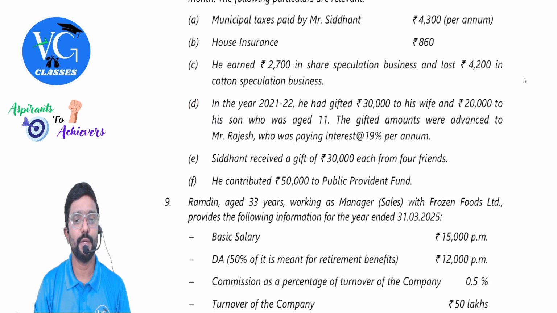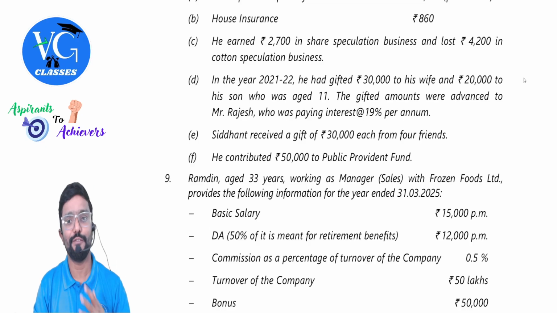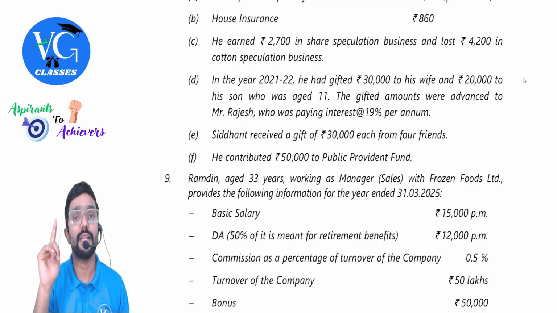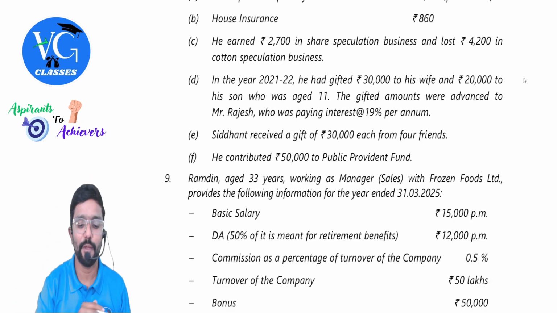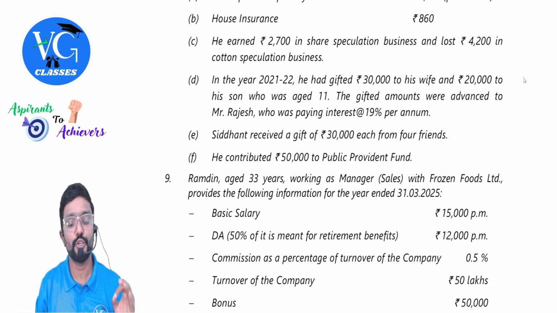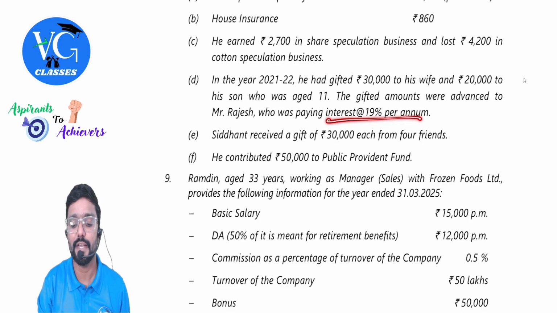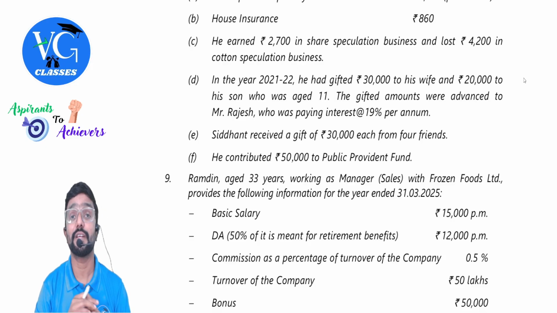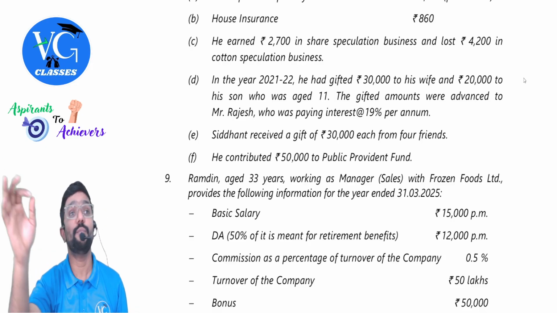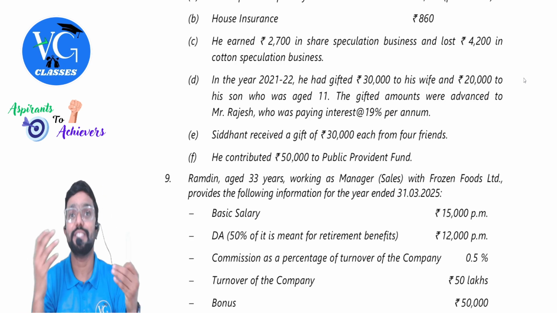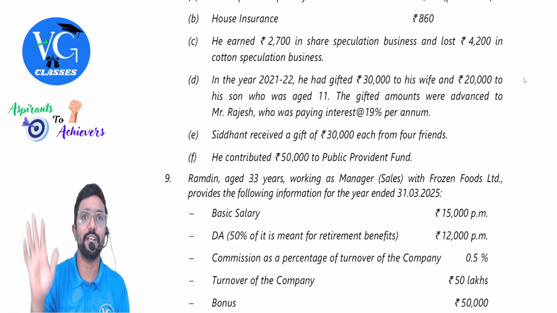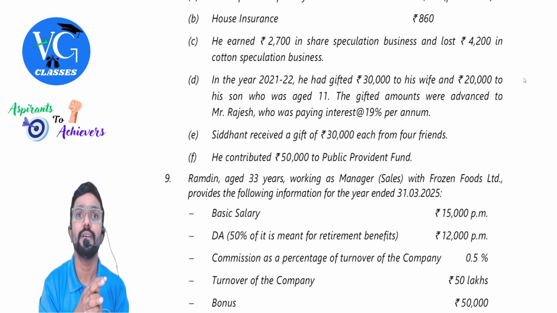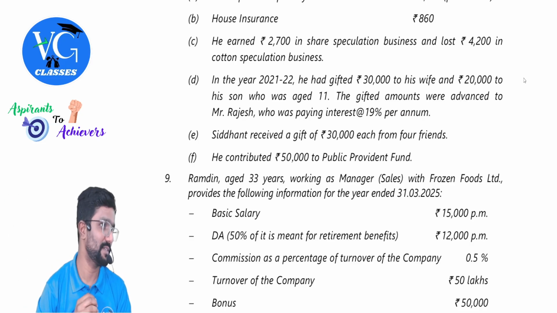In the year 21-22, he had gifted 30,000 to his wife. Wow. And 20,000 to his son, who is aged 11 years, minor son. Minor. Okay. The gifted amounts were advanced to Mr. Rajesh, who was paying interest at 19% per annum. Clubbing provision. Clubbing of income. Clubbing for CA students means something different. Clear. For others different. Okay, Pawan, for you clubbing means what? Clubbing of income. Whose income? Spouse or minor children. Okay.